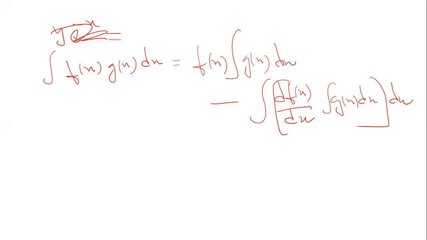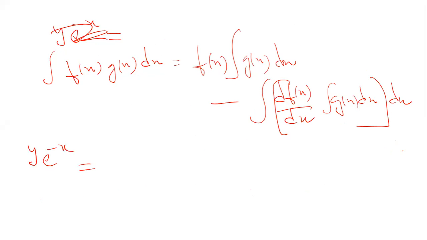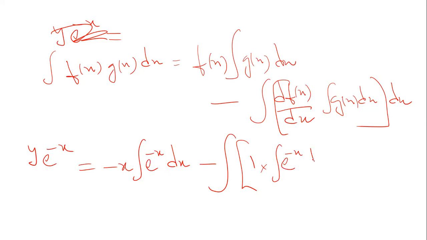Okay, so y e to the power minus x here, minus x, you take it as the first function f of x, and e to the power minus x you take it as the second function g of x. So let's do it like that. So f of x is x, into integration of e to the power minus x dx, minus integral of differentiation of f of x. Our f of x is x, that means this differentiation is 1, and integration of e to the power minus x dx.